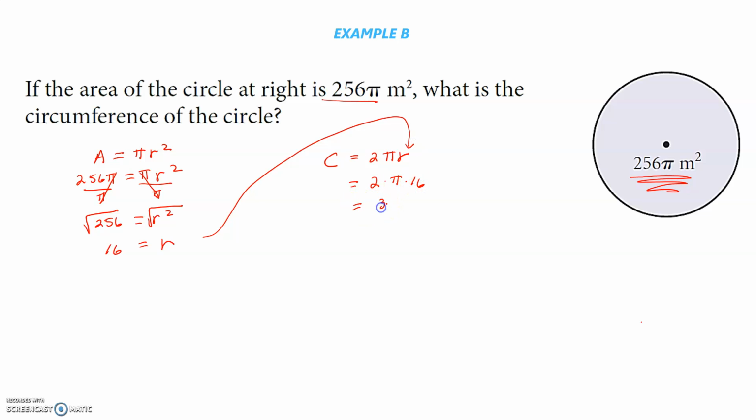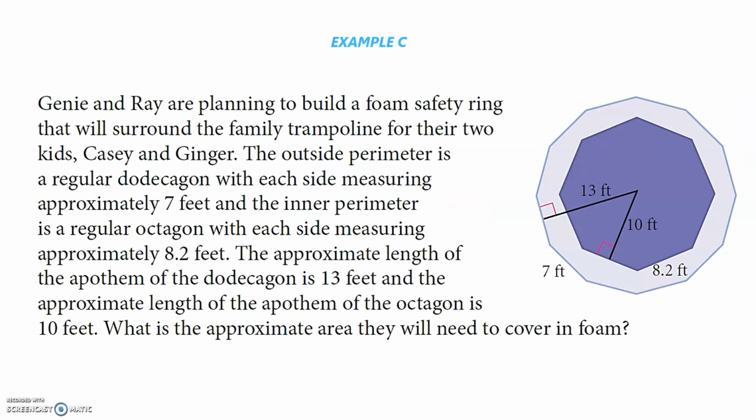So now this is going to be 32 pi, and if I put that into my calculator, it would be 100.5 meters. Okay, so 32 pi or 100.5 meters would be my answer to problem B. Okay, problem C.